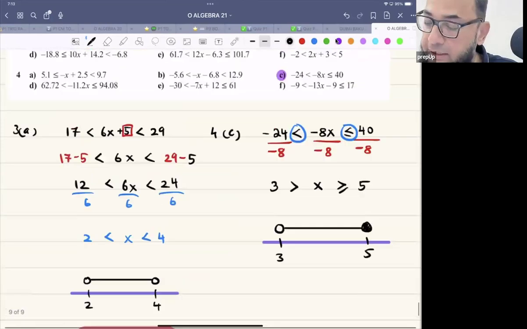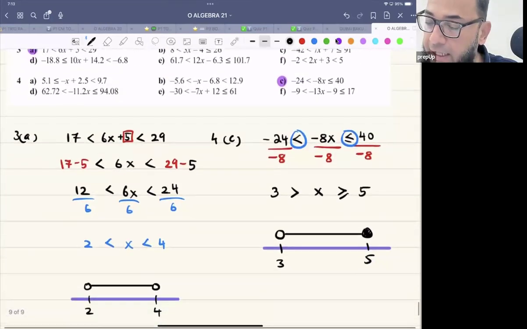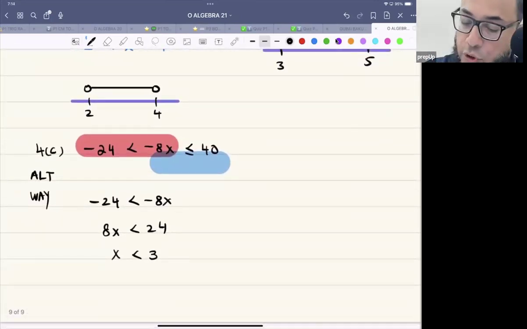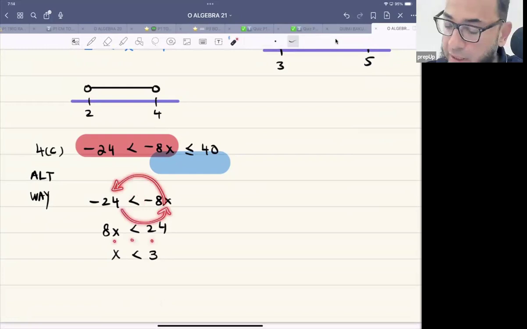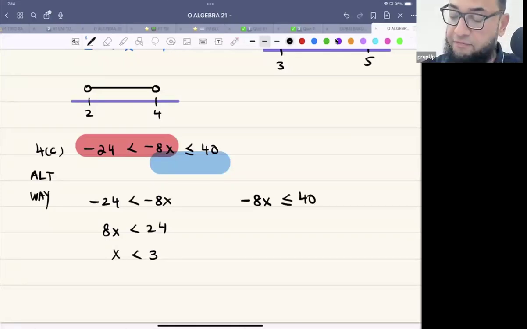So this is minus 8x. Let me just double check. Minus 24, minus 8 and 8. Negative 8x is greater than this. So I forgot to, no, I did not forget. This is lesser. I have taken this to the side, this to the side. So 8x is lesser than 24, therefore x is lesser than 3. Negative 8x is less than or equal to 40. Divide by negative 8, divide by negative 8. So therefore x is greater than or equal to 5.